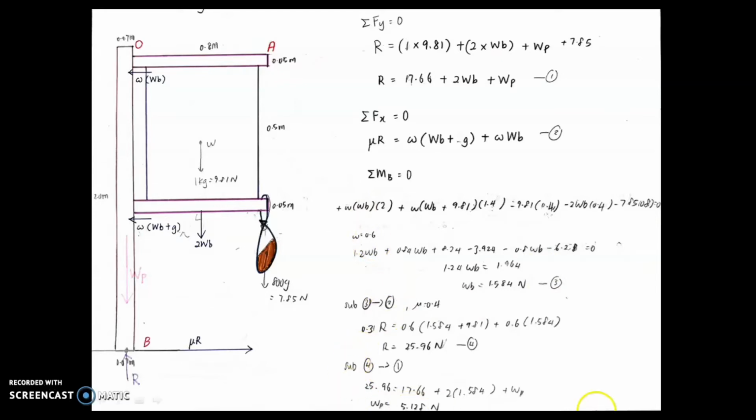And then after we get the value for WB, we substitute it into equation 2. Then we'll get R equals 25.96 Newton. After we get R, we substitute R into equation 1 and we'll get the value for WP, which is 5.128.